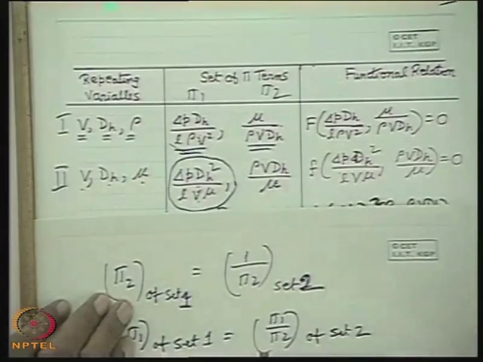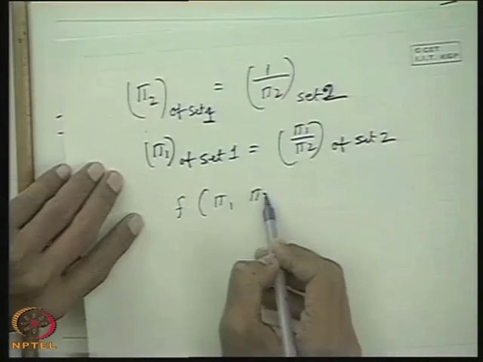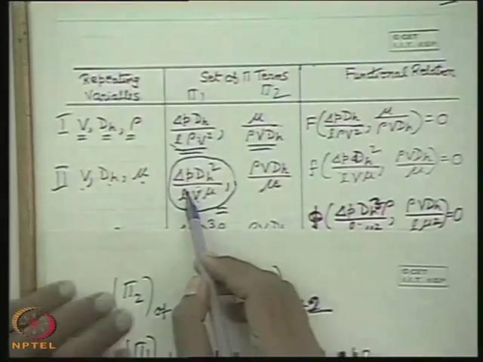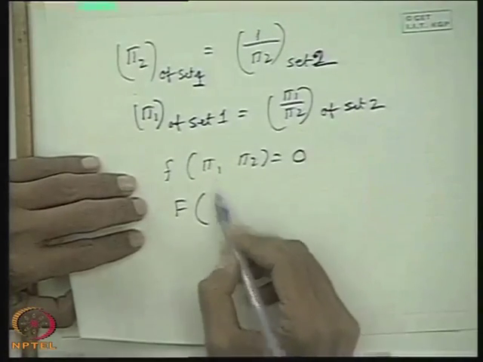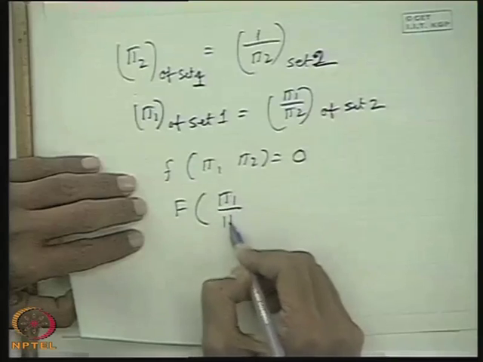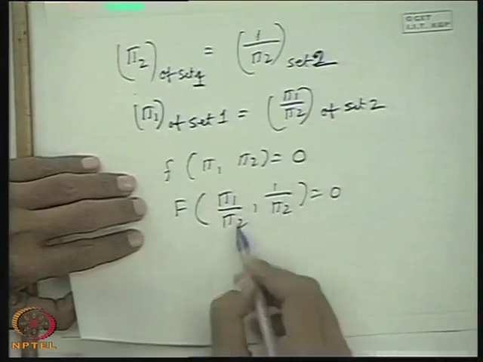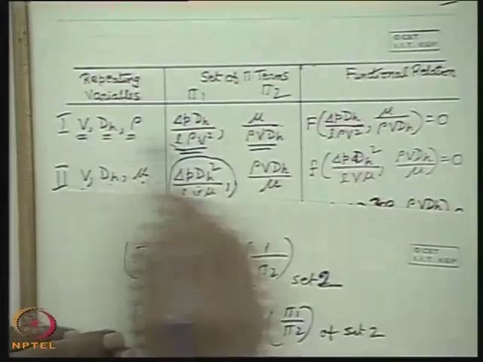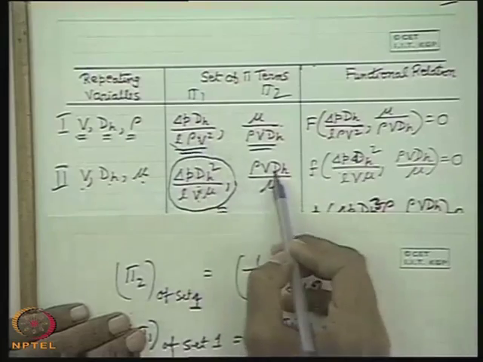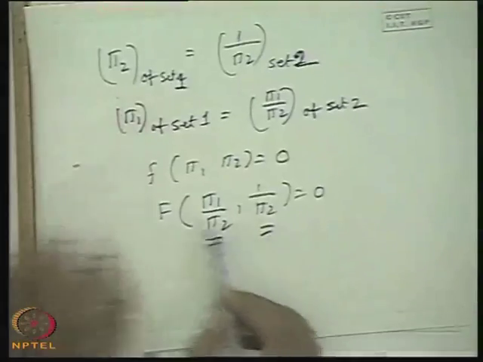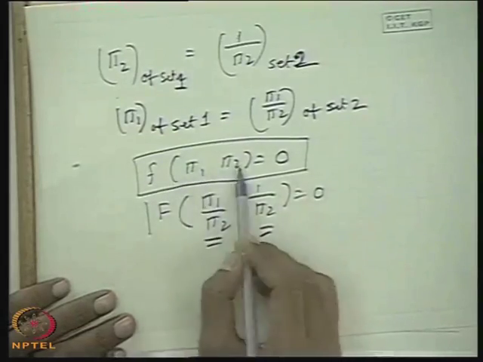That means I can tell that if I get a functional relationship of pi 1, pi 2 is 0 from set 2, that means this set. And if I tell another functional relationship of pi 1 by pi 2 from set 2 and 1 by pi 2 is equal to 0, I arrive at the results for set 1, because pi 1 by pi 2 is this pi term, pi 1 of set 1, and 1 by pi 2 is the pi 2 of set 1. That means from set 2 I can go to set 1 just by some combinations of pi terms.